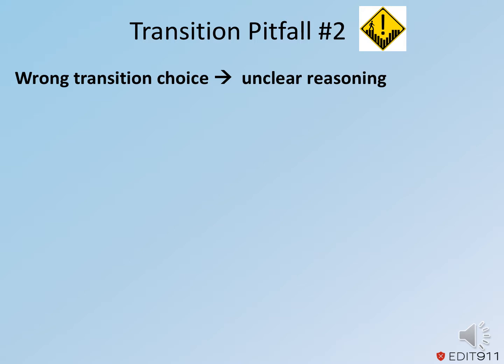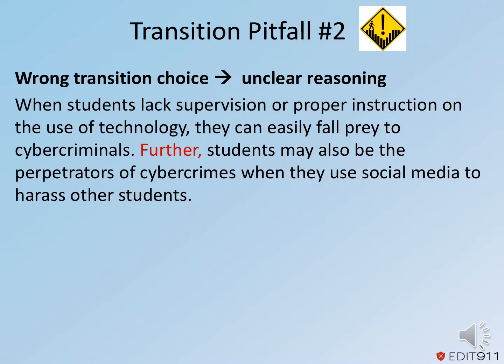Transition pitfall 2 is the wrong choice of transition that results in an unclear reasoning process. Here's an example. When students lack supervision or proper instruction on the use of technology, they can easily fall prey to cyber criminals. Further, students may also be the perpetrators of cybercrimes when they use social media to harass other students. But the transition further doesn't accurately capture the relationship between the two sentences.